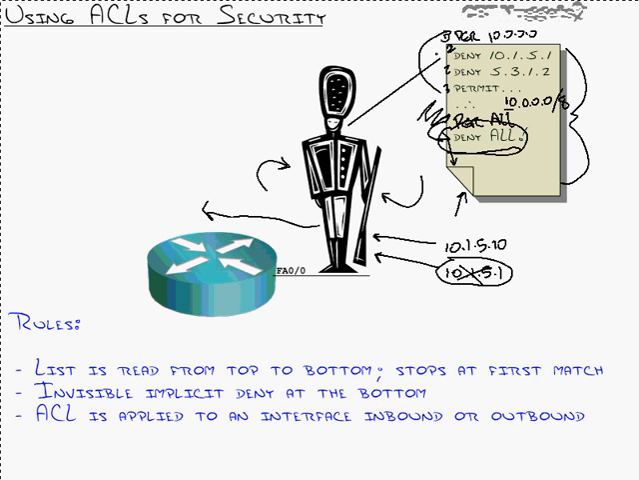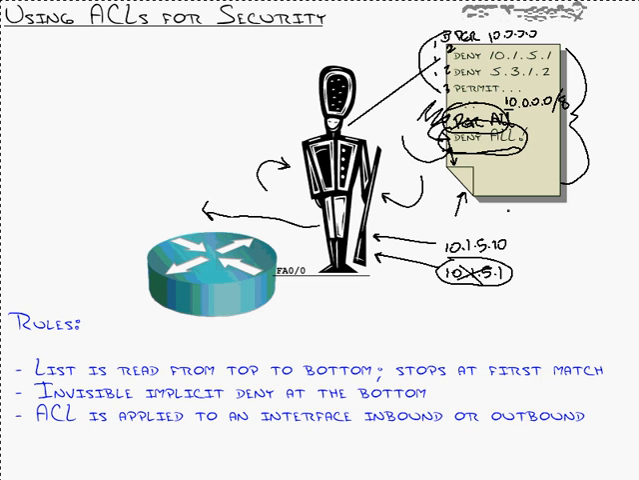So the guard will be going through his list and say, are you this, are you this, no, this, and keep going, and then say, oh, well, then I guess you're permitted. So it never actually reaches the deny all, but do know that the deny all is still there. You're just not making it down to the bottom. It is an invisible implicit deny.